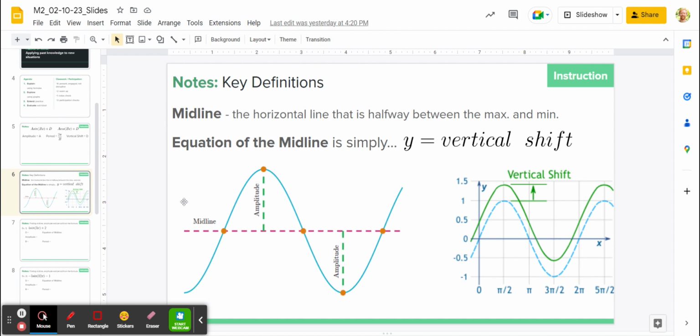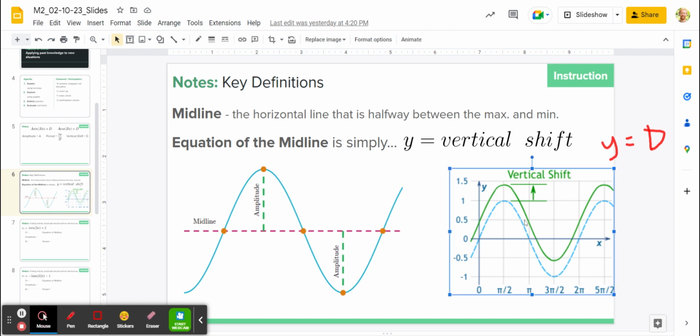And the equation of the midline is simply going to be y equals the vertical shift, or y equals d is another way we can write that if you want to as well. And that is simply going to be, if you look at this bottom right image, how much our graph moves up or down from our horizontal axis. Yesterday we looked at amplitude, which was really about the vertical stretch or compression of that wave. This is all about shifting it up without stretching.